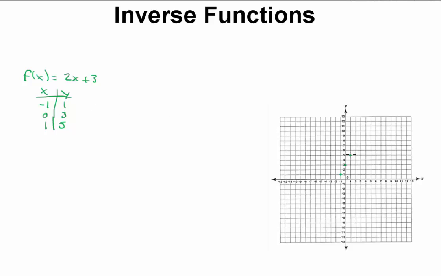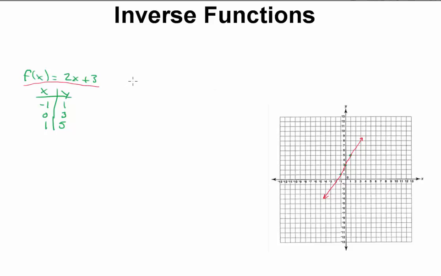I apologize, it's probably not going to look the best, but okay, got that. Alright, so there's my line that goes through those three ordered pairs, and that represents this function right here.